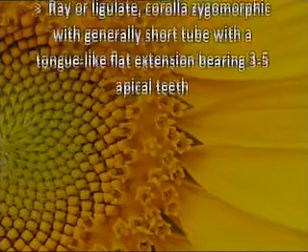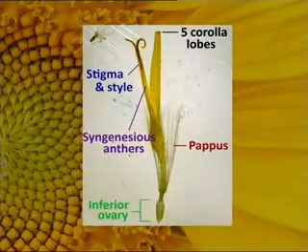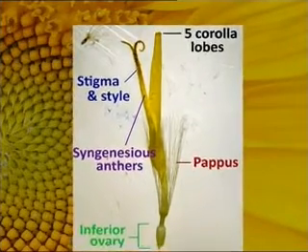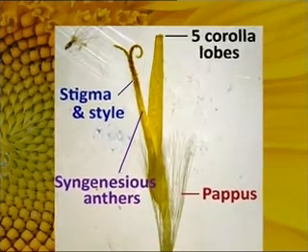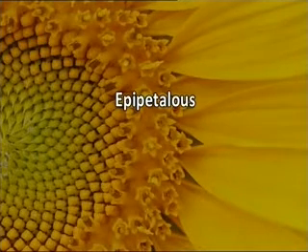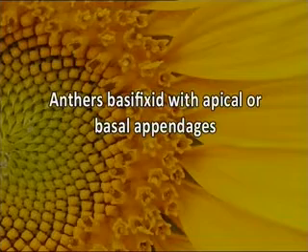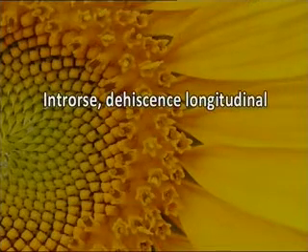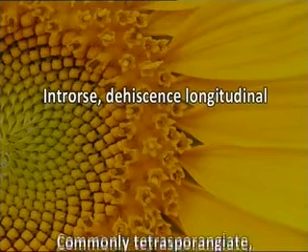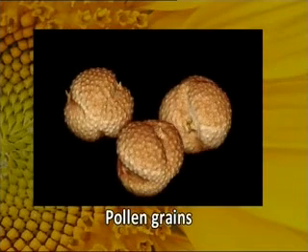After corolla, now we discuss Androecium, the male part of the flower. It is comprised of stamens which are usually 5 in number. These are whorled, alternipetalous, syngenesious. Syngenesious is a special feature that we see in Asteraceae, wherein the filaments are free and the anthers are fused on the top. By this, they form a tube around the style. The Androecium is also epipetalous. The anthers on the top of the stamens are basifixed with apical or basal appendages. The anthers are introrse and the dehiscence is longitudinal. The anthers are commonly tetrasporangiate, but occasionally they can also be bisporangiate. The pollen grains are characteristically tricolporate in the case of Asteraceae.